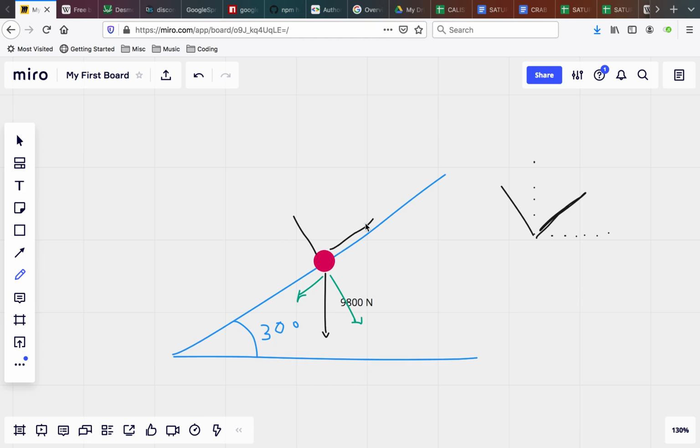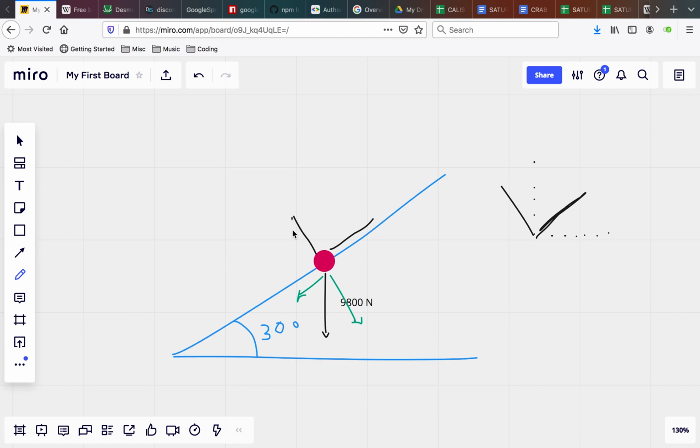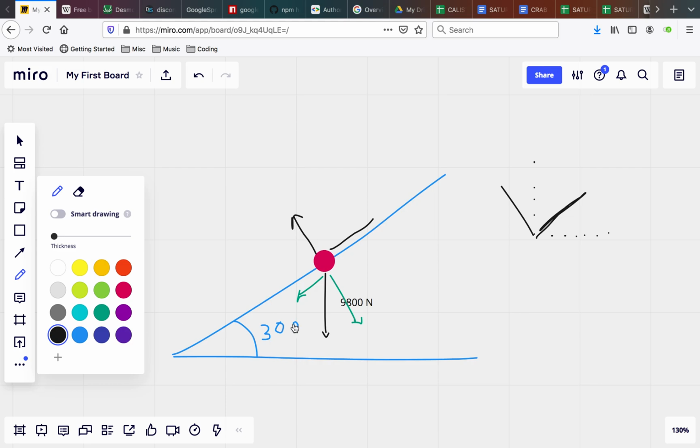And so we know that the forces in this direction, if you can see my mouse gesturing, perpendicular to the surface, have to add up to 0. So that means that our normal force has the same length as this arrow here. And now we have to use some geometry here. So let's do some geometry.